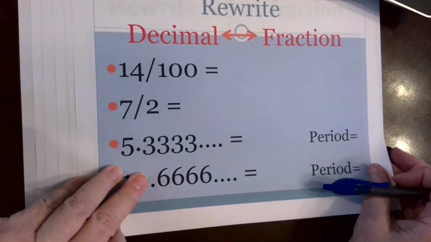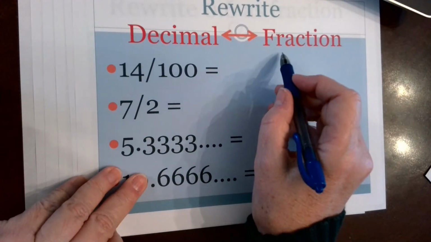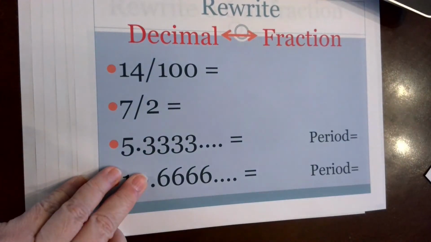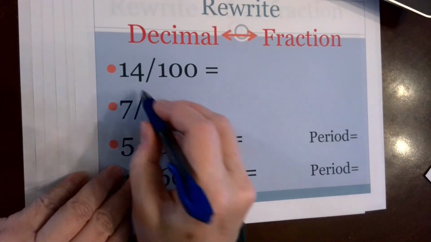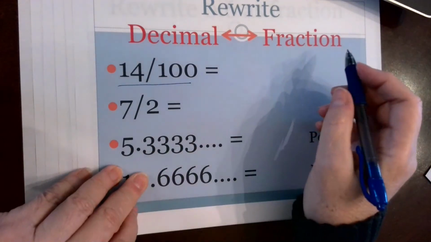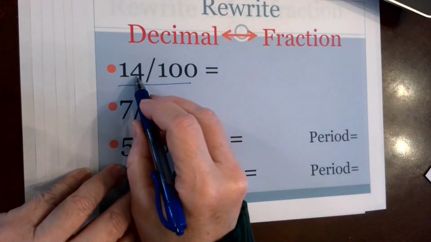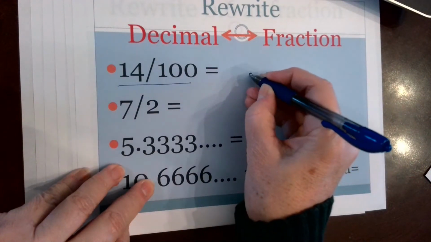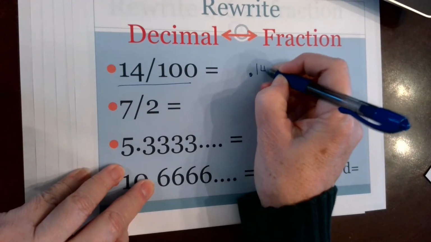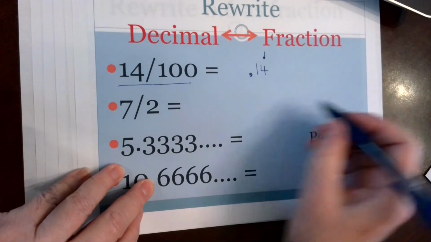Let's try writing a decimal as a fraction or a fraction as a decimal. You can go back and forth. Let's try writing 14 hundredths. That's a fraction as a decimal. Well, let's say it again, 14 hundredths. We need 14 to be in the hundredths column. There, it's a decimal.